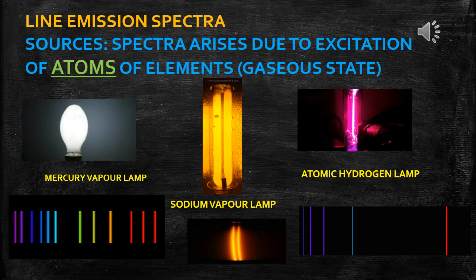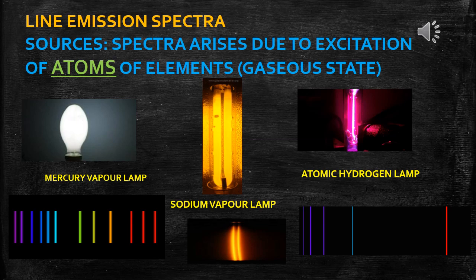Hydrogen is also another important source to observe the line emission spectrum. Look at the colors which are emitted in the form of lines: violet, blue and red. These 4 colors are emitted from the atomic hydrogen lamp.